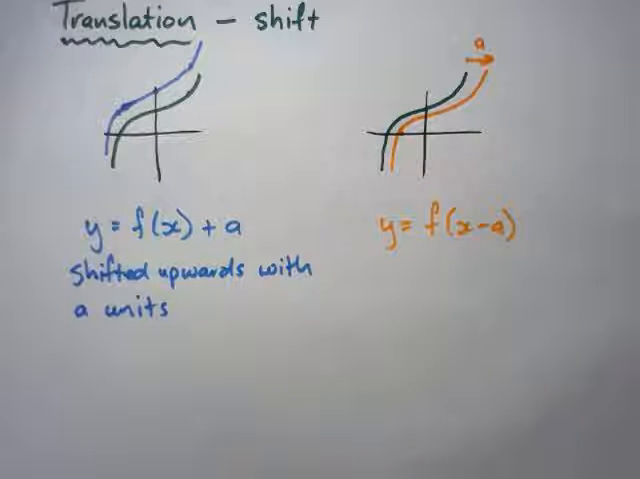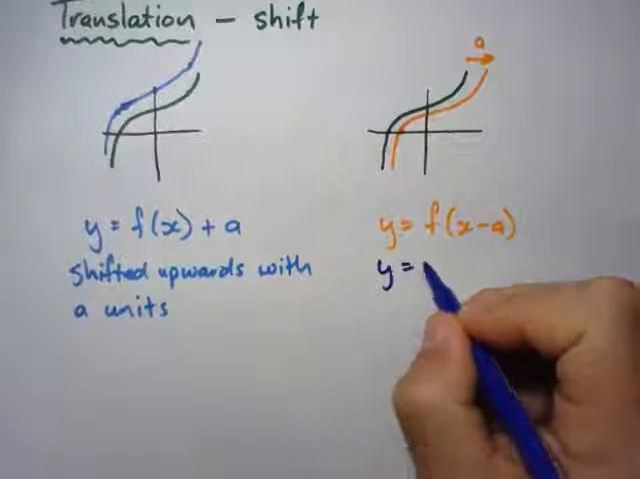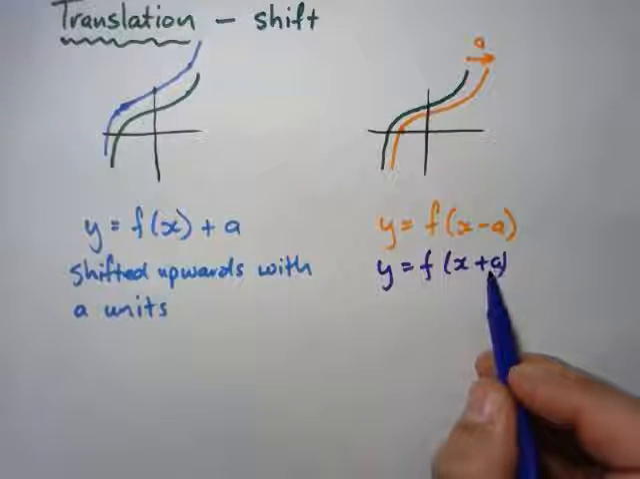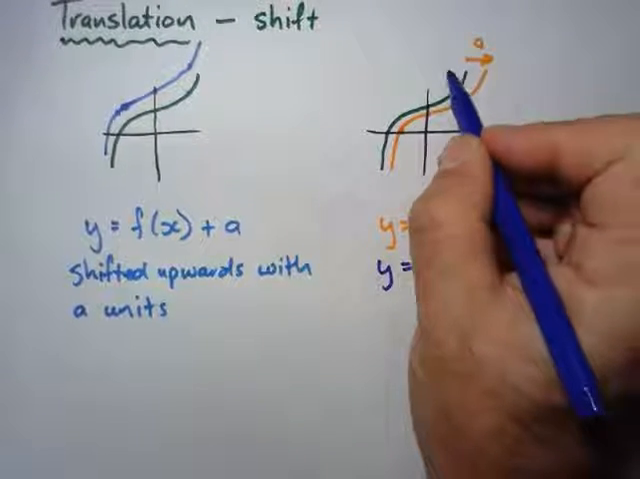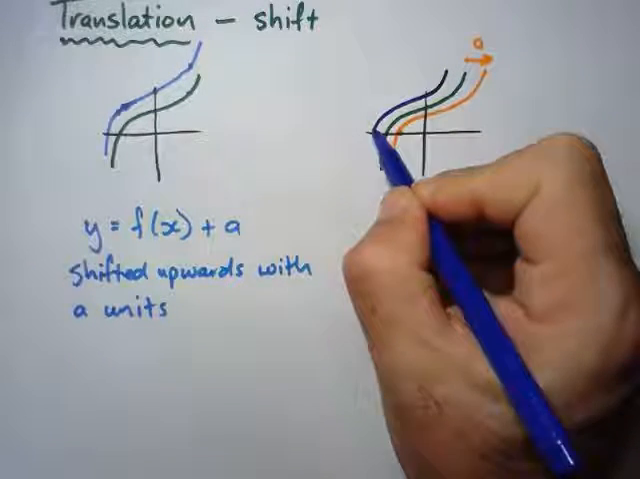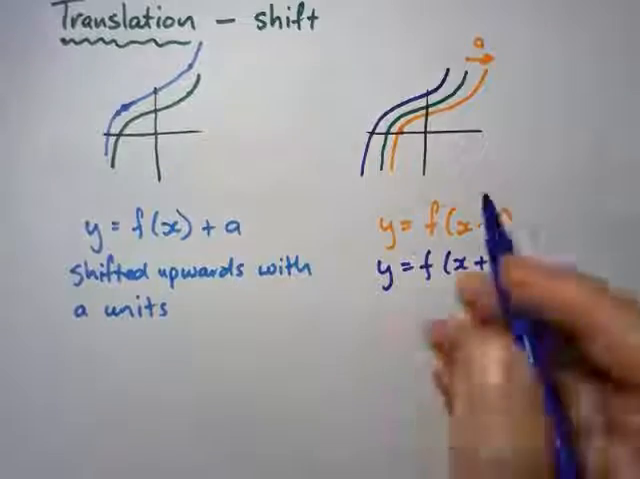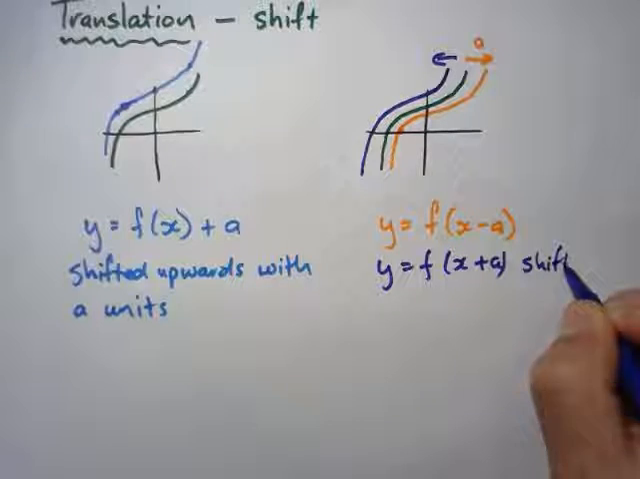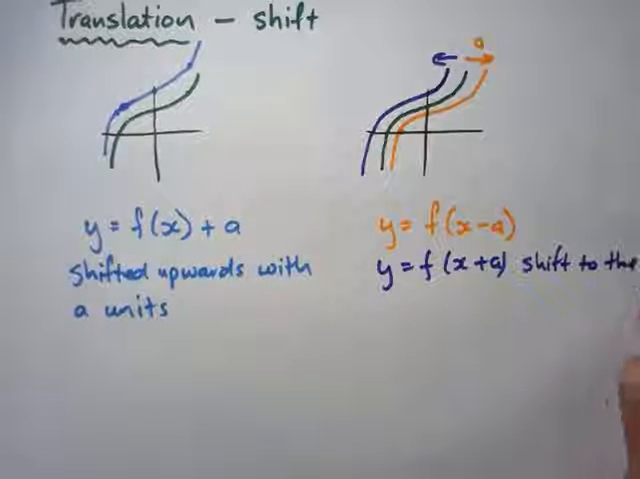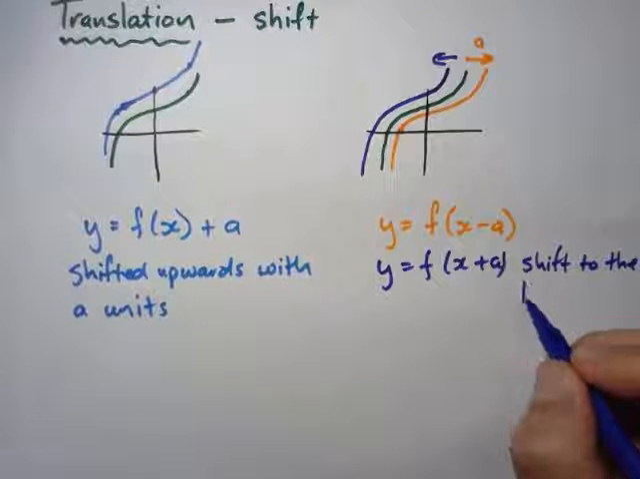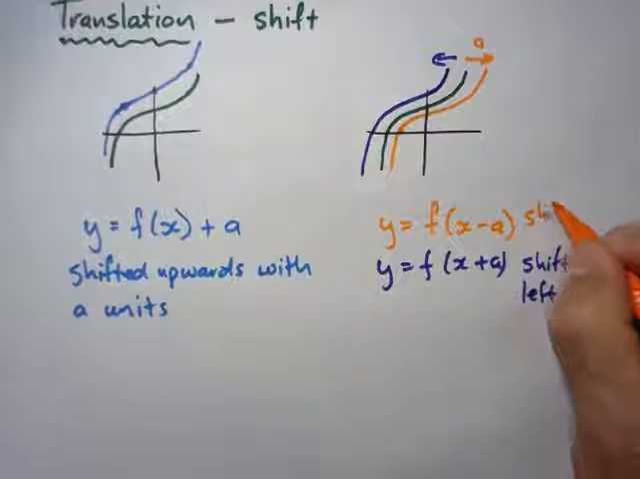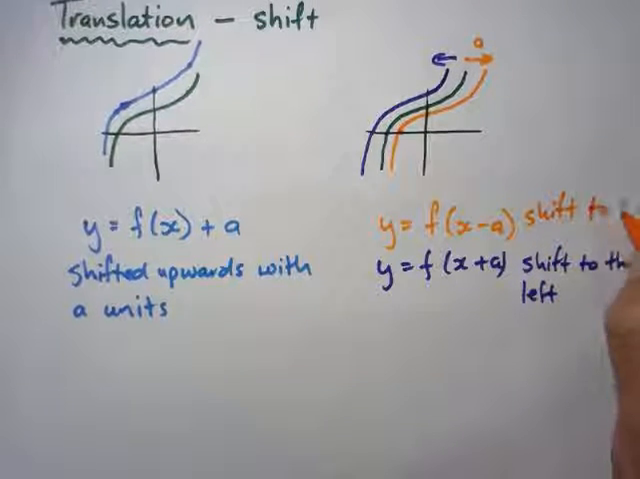Let's put another one there. Let's put this blue one there. If I have y equals f(x plus a), it's going to move in the opposite direction, which means minus a. So all of these will move in the opposite direction. So the shift is to the left. So this is a shift to the left, and this will be a shift to the right. Shift to the right.